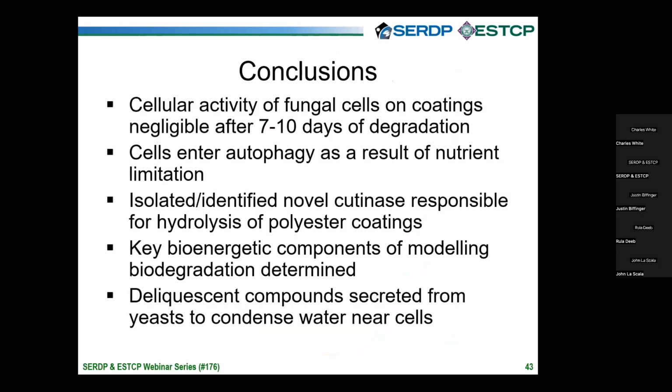So in conclusion, we identified cellular activity on different coatings over 7 to 10 days. We see with these two particular organisms that they're entering this autophagic state as a result of nutrient limitations. We've now isolated and identified a novel cutinase responsible for the hydrolysis of polyester polyurethane coatings, and we're searching for new ones as well. And of course, the key biogenic components that we're using for modeling are also being determined.